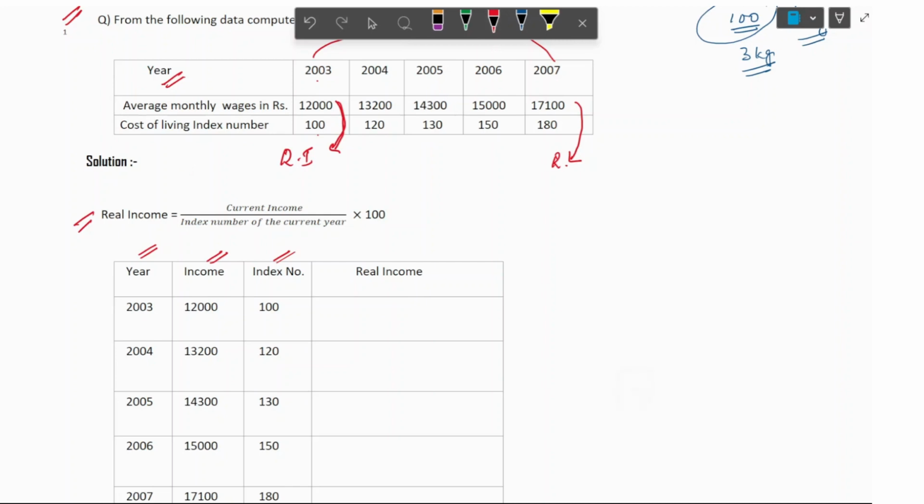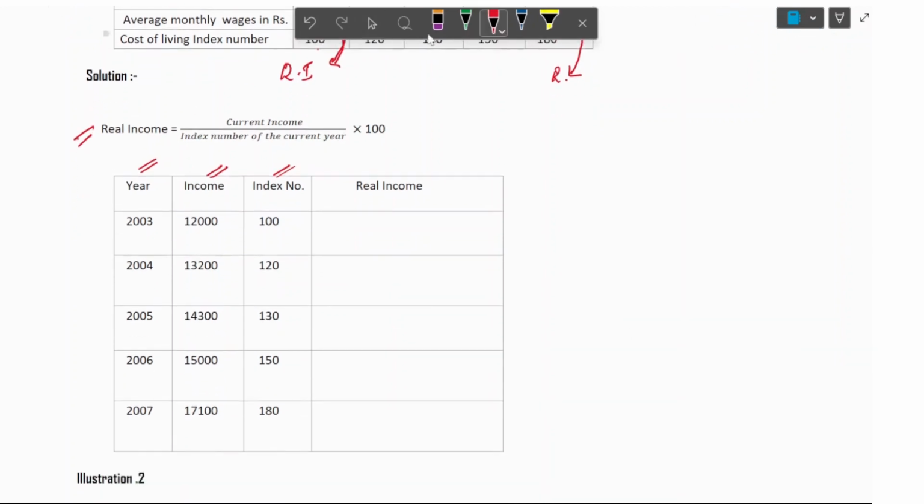Now see, the next and last column is real income. The same way we have done in the earlier question, you are going to write the formula, apply the values and continue the calculation. What is the current income? Current income is 12,000. So I write 12,000 divided by the current index number of the year, that is 100, into 100.